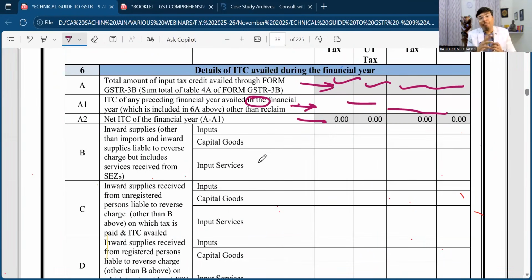Now, for this net ITC, we have to provide the bifurcation. Net ITC, how I can claim: one mechanism is that I have bought some goods. Okay. I have utilized the same in my business, so I will be eligible to claim the input tax credit. Basically, we can say that is called as purchase. Okay.